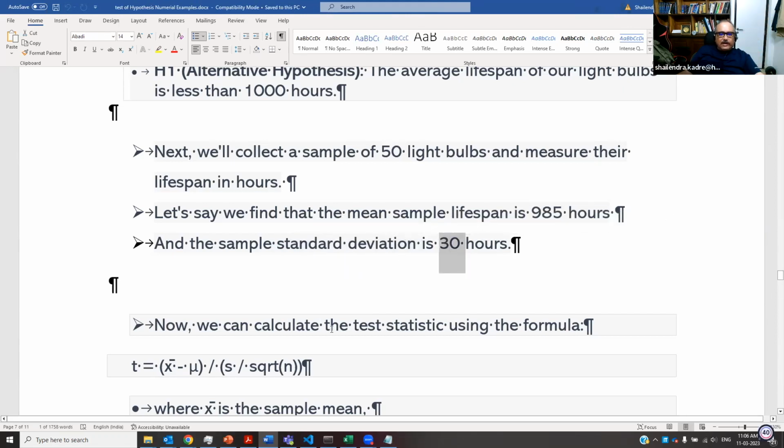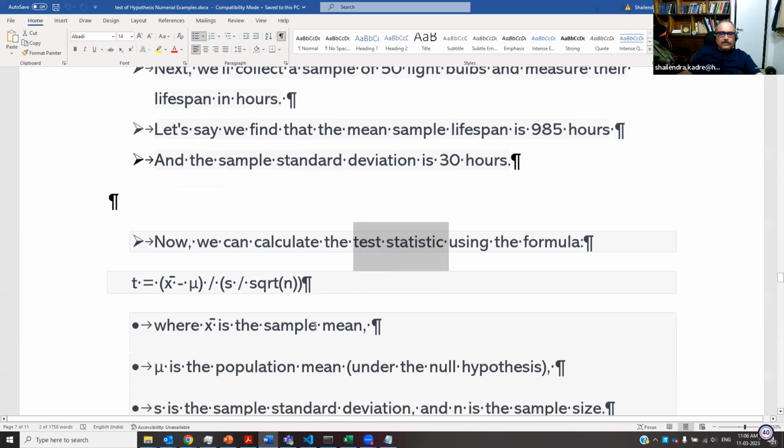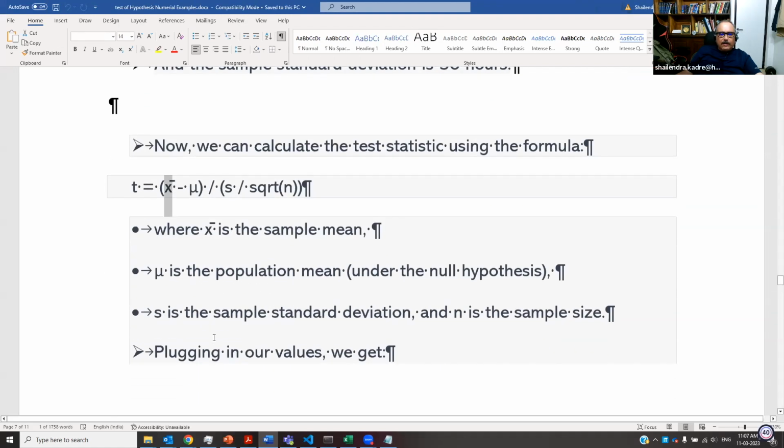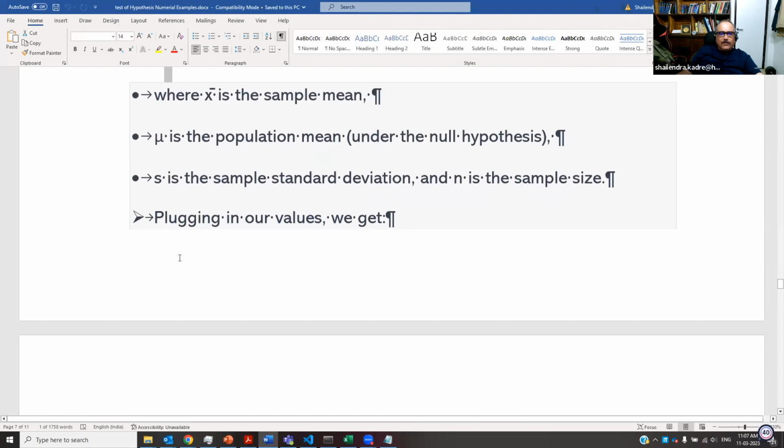Now we calculate the test statistic. The test statistic is nothing but your Z value. The Z value formula is simple: X minus mu, divided by S divided by the square root of n. Here n is simply your sample size, so n will be equal to 50. X will be your sample mean, mu will be your population mean, and S is the sample standard deviation. So we plug in whatever values we got.